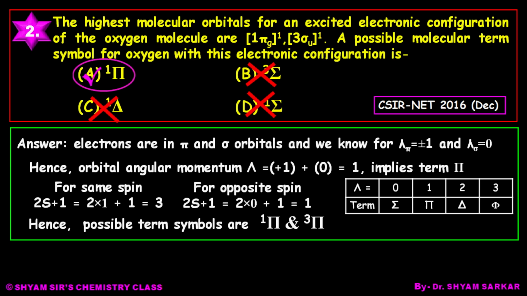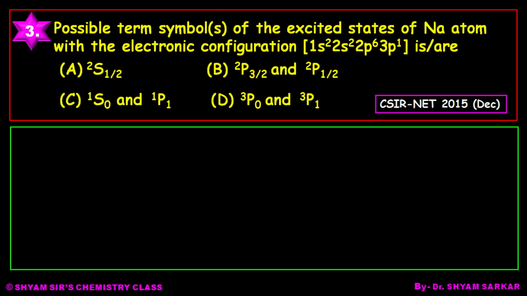Okay, so let's see the next question. The possible term symbols of excited states of the sodium atom with the electronic configuration 1s2 2s2 2p6 3p1 is or are. Four options are there. This is a very easy question, because if you see the electronic configuration, there is only one electron in the 3p orbital.